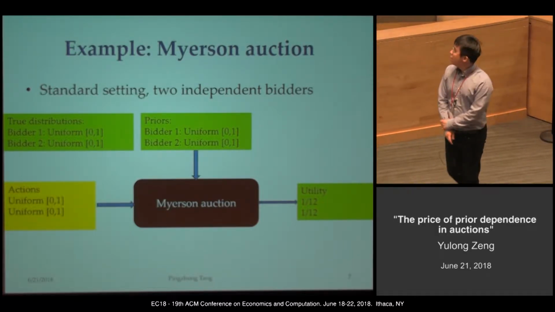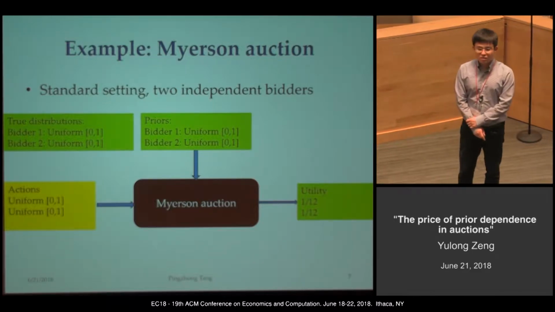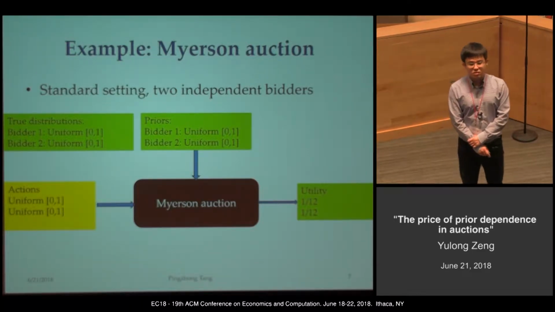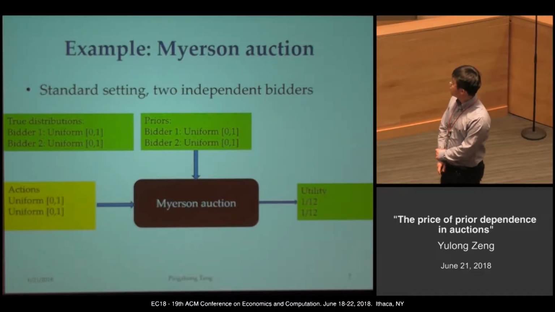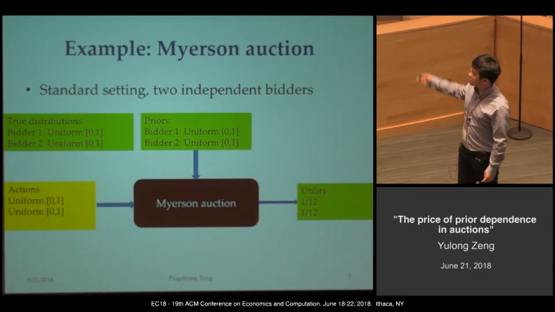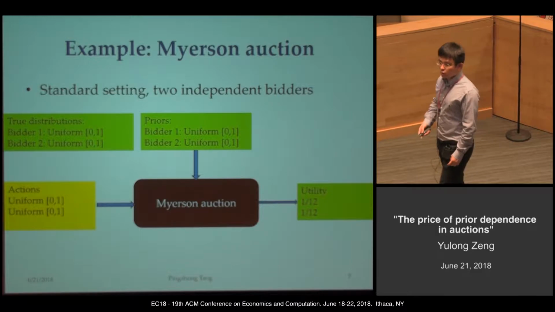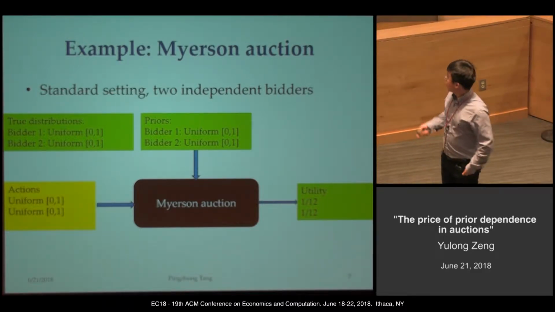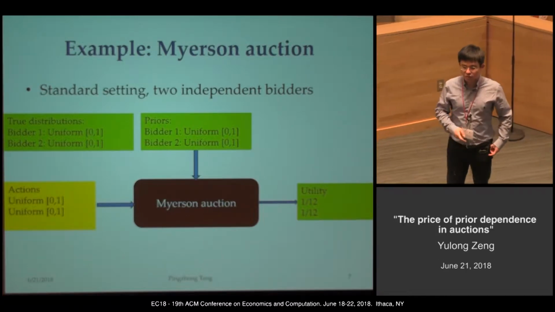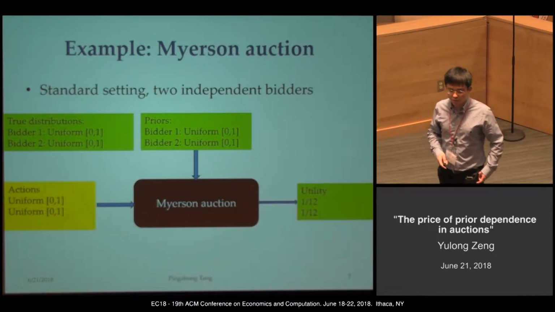Okay? And by the standard assumption of mechanism design, this is common knowledge shared among the auctioneer and the bidders. So the auctioneer knows the distribution, and the bidders will bid truthfully because the Myerson auction is dominant strategy truthful. And we know that the expected utility is 1/12 for each bidder.